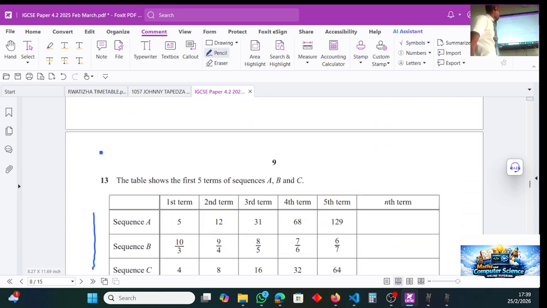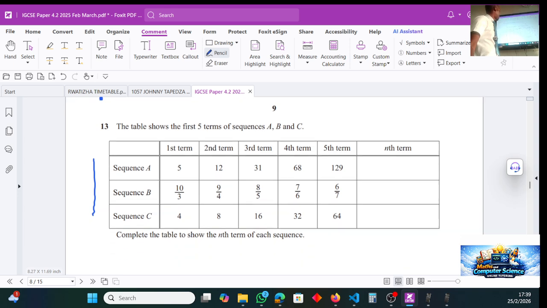Right. Moving on, we have got number patterns there. The table shows the first 5 terms of sequences A, B, and C. Complete the table to show the nth term of each sequence. So I'm going to look at the first one. I've got 5, 12, 31. It looks like this pattern or sequence is growing too quickly. So what might I try to inspect? Let's try and check. It looks like it's cubic.